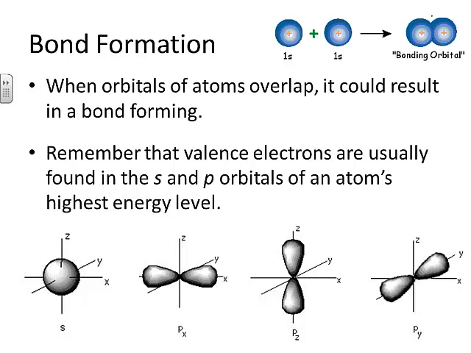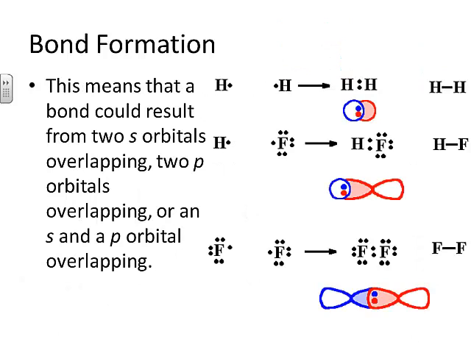When orbitals of atoms overlap, it could result in a bond forming. Now what we've studied so far in terms of orbitals are s orbitals and p orbitals. We've also studied d and f, but recall that valence electrons normally are found in s and p orbitals only. So the valence electrons involved in bonding are found in those s and p orbitals of an atom's highest energy level. So what that means is that a bond could result from several different scenarios.